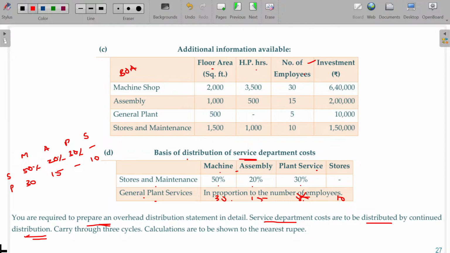This is the basis of apportionment. Plant gives the service to the stores department and gets the service from the plant department also. So reciprocal is there. Reciprocal, then we have 3 methods. But here it is clearly stated you have to go for the repeated distribution method only. Calculations are to be shown to the nearest rupee. So you have to be careful with this.